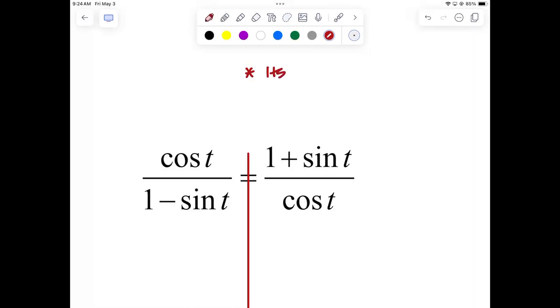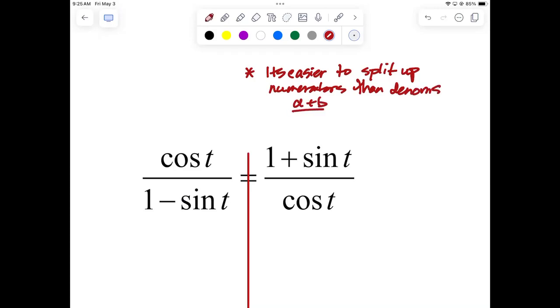Now, here's just a little fact, okay? It's easier to split up numerators than denominators. That's just a fact. So if you have A plus B all over C, that's the same as A over C plus B over C. You can't split up denominators. If you have A over B plus C, that is not A over B plus A over C.